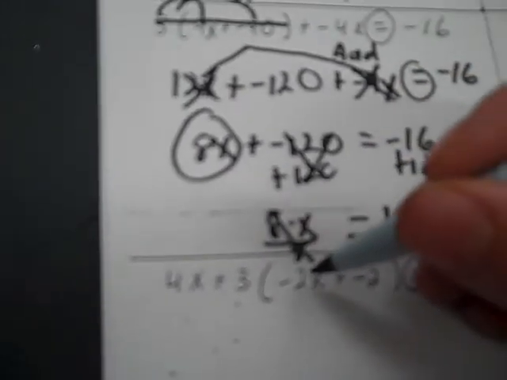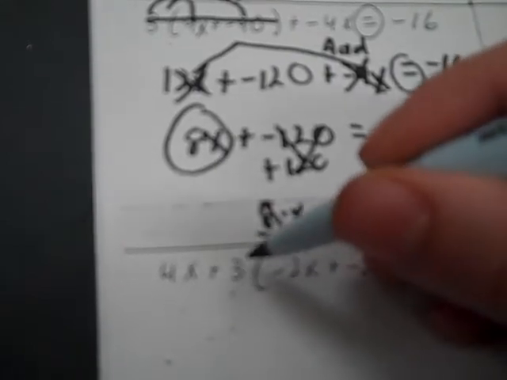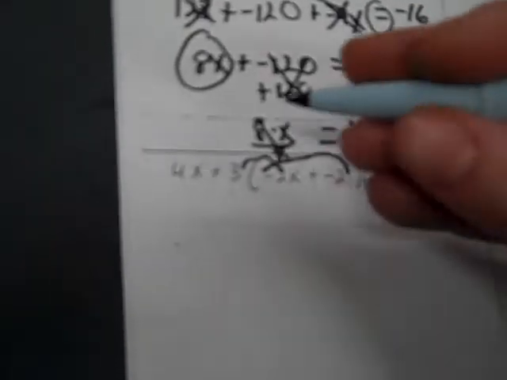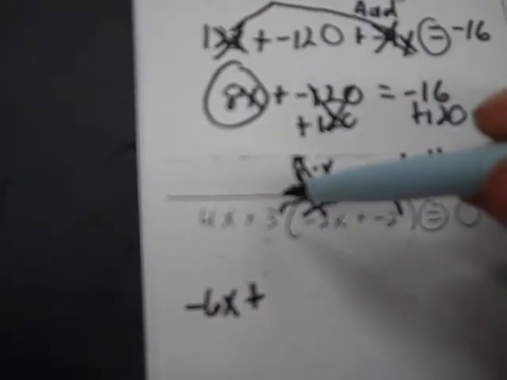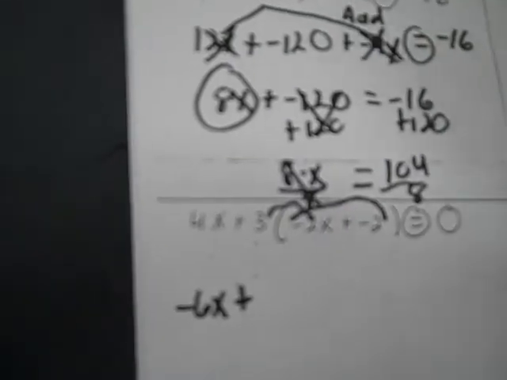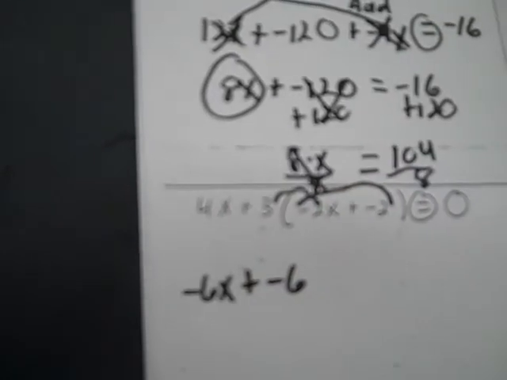Okay, next one. Again, finding what the x equals. Here's my parentheses. Outside is a 3. So I take 3 times negative 2. That's negative 6 with x. And then I take 3 times negative 2, and that's negative 6 without an x.